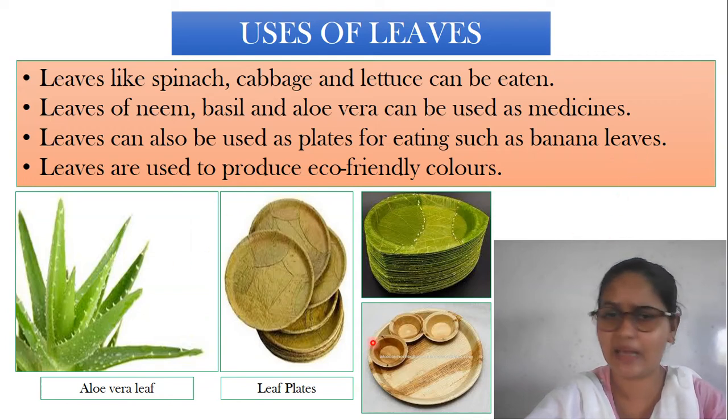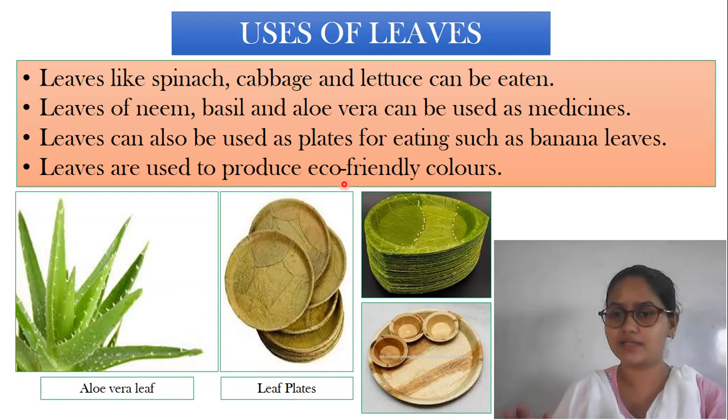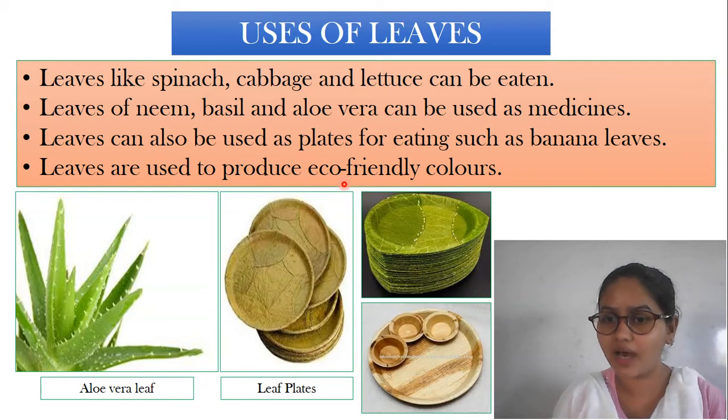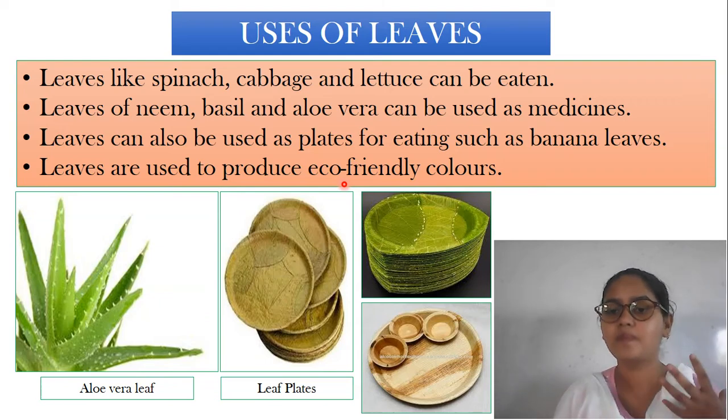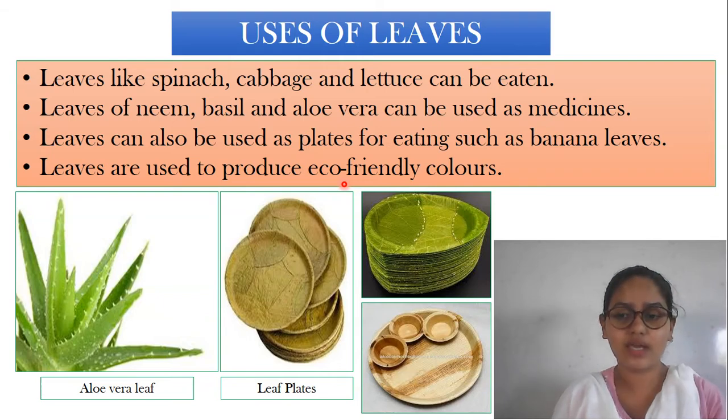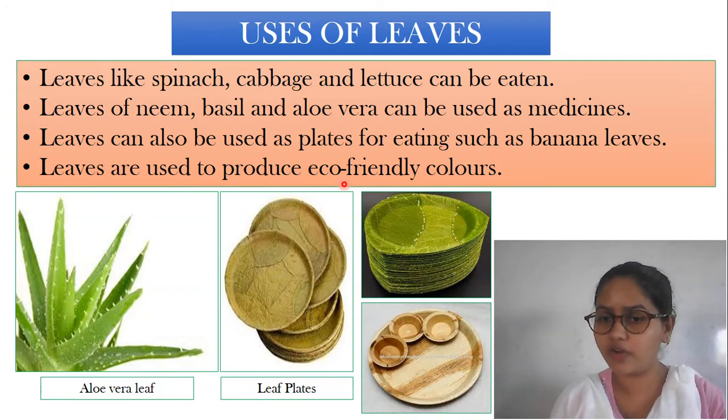So you can see the example here. Now leaves are used to produce eco-friendly colors. In one of the previous chapters, we learned how we are getting colors from our leaves and from vegetables. So this is one of the eco-friendly things which we can take from the plant's leaf, which is not harmful for our body or our skin. That's why the word eco-friendly is used there.